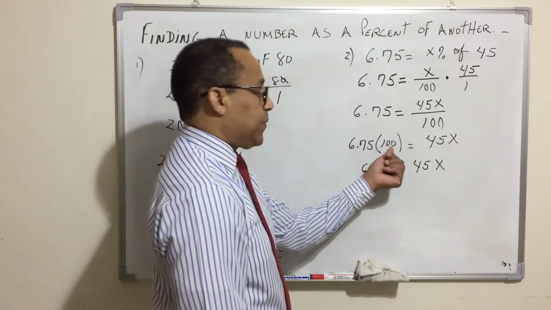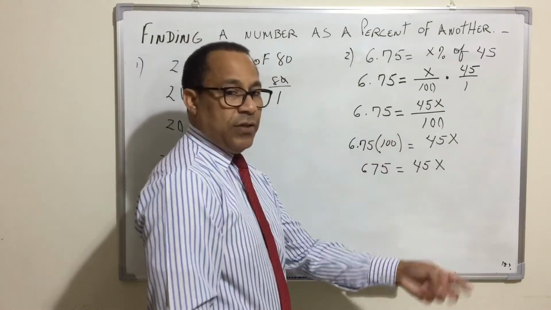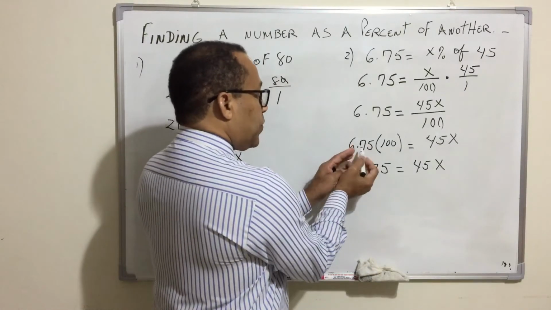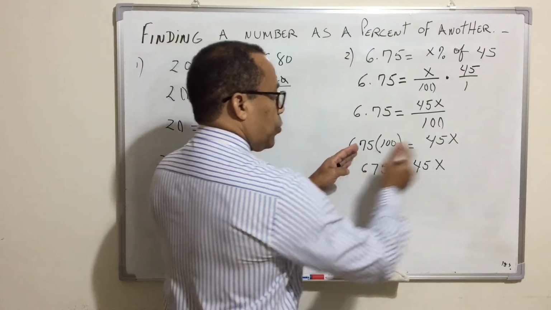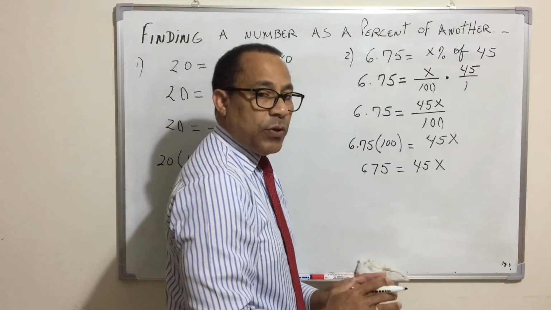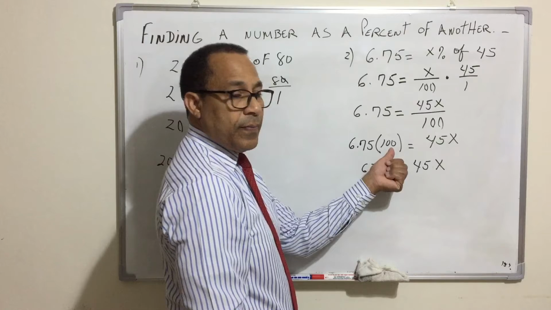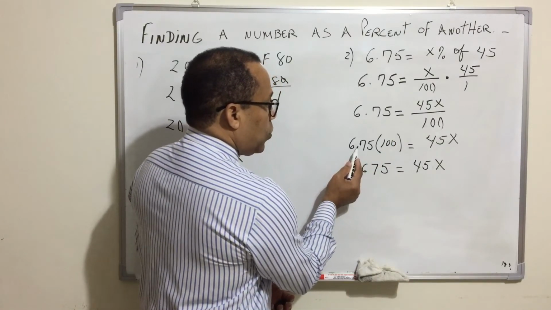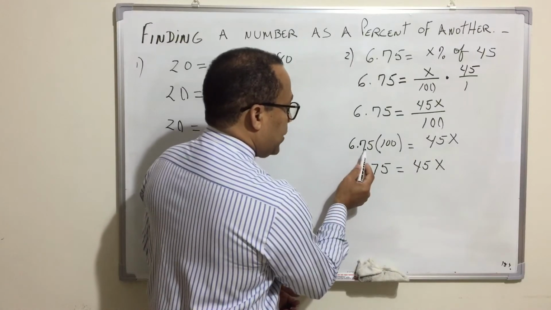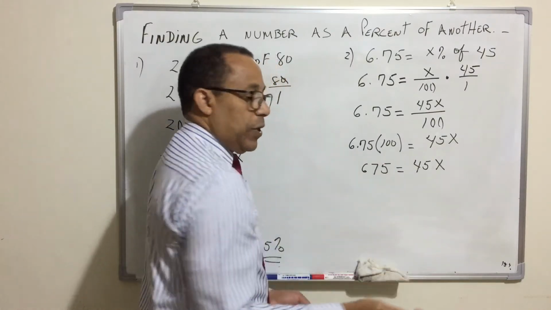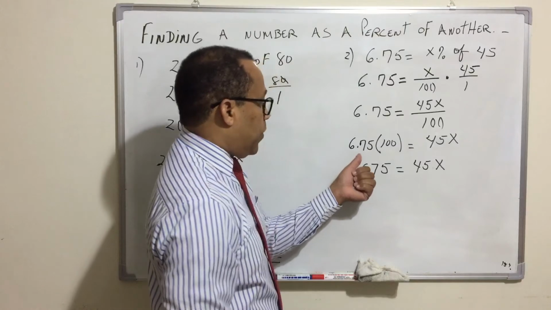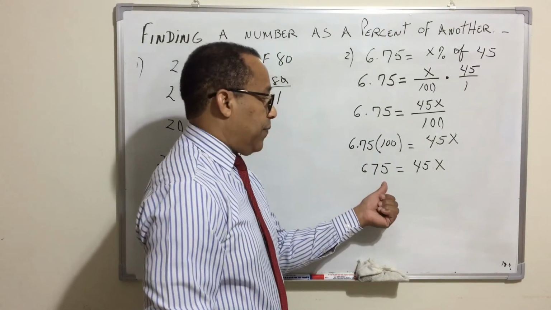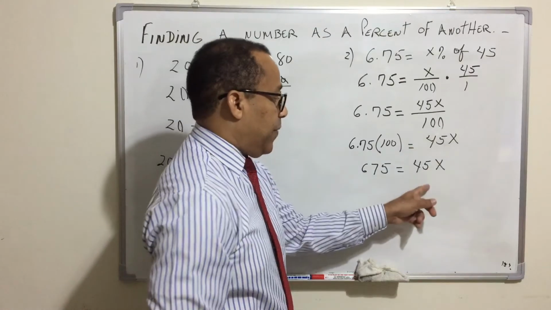Remember, when you multiply times 100 or 10 or 1,000, a multiple of 10, all you need to do is move the point to the right as many zeros as you have. You have two zeros, so you just move the point 2 steps to the right. This will be 1 and 2. And that's the way you know very fast that 6.75 times 100 equals 675 equals 45x.